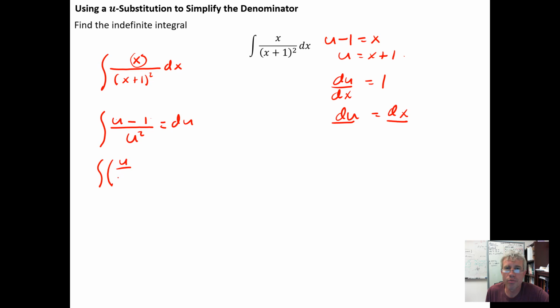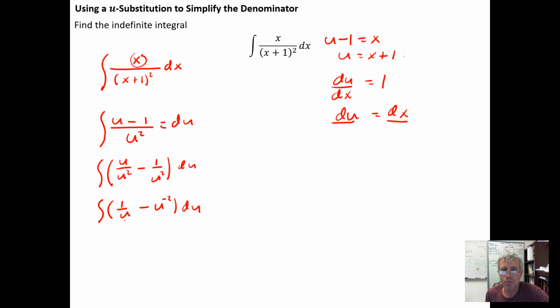as u over u squared minus 1 over u squared du, which can be written as the integral of u over u squared, which simplifies to 1 over u, minus, and 1 over u squared is the same as u to the negative 2 power du. And now I can integrate.